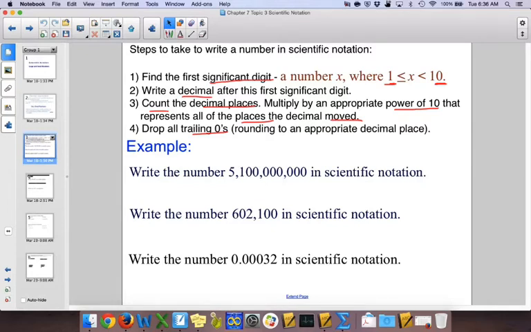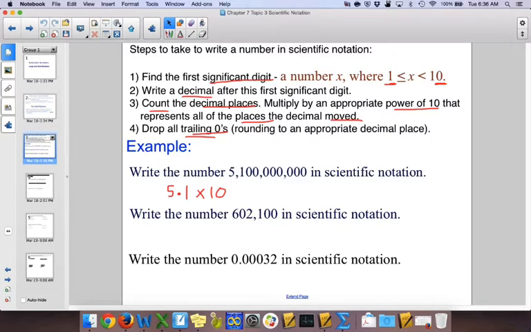Okay, so if we wanted to write, for example, the number 5,100,000,000 in scientific notation, we would have to first find the first significant digit, which is going to take place right here with the 5. And we're going to write it as 5 point 1. Drop all the trailing zeros so I don't have to write all the other zeros. And here's the part that's always the same. It's the times 10 part, but we have to tell it how many places to move. So the times 10 part will always tell you how many spots to move.